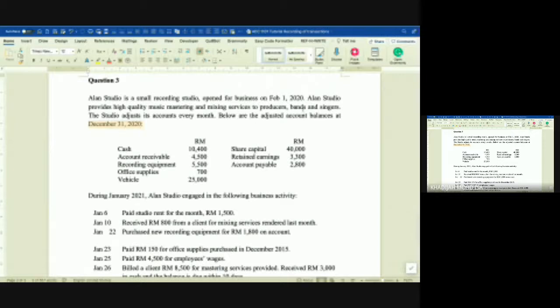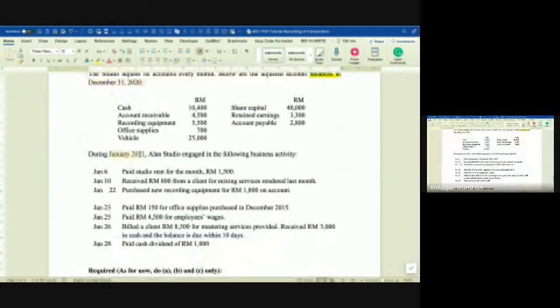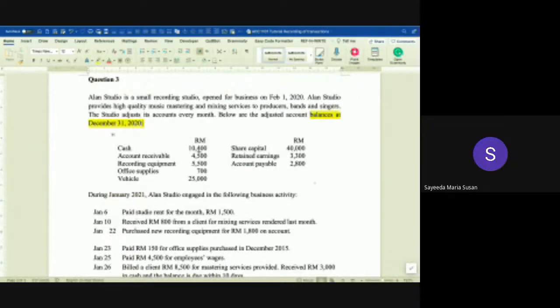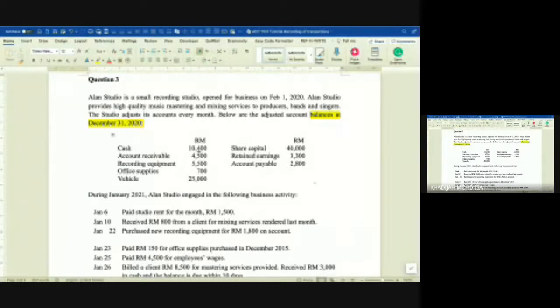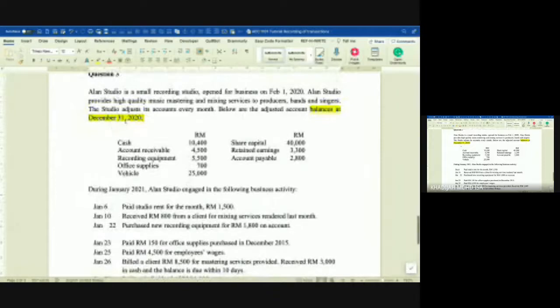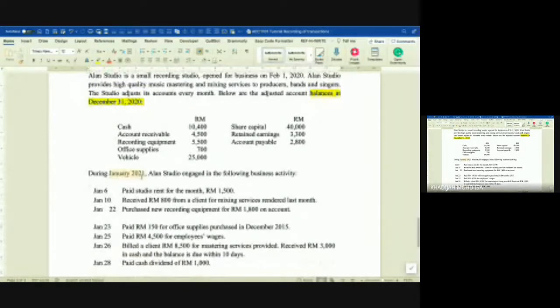So what do you call this balance? Opening balance or closing balance? 31st December 2020, and then you are given during January 2021. So are these balances at 31st December 2020 opening or closing? It's a closing balance. So it's a closing balance for December, but it's an opening balance for January 2021.